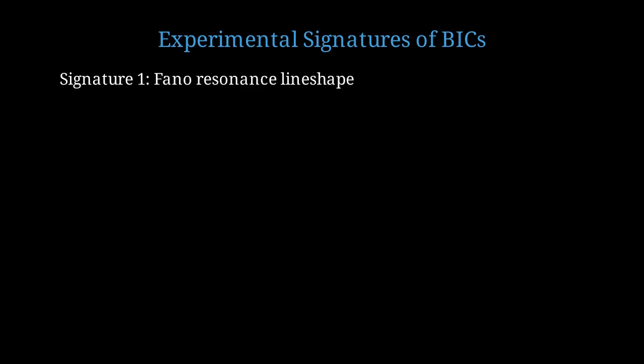How do we experimentally verify that we've created a bound state in the continuum? There are several key signatures to look for. The first signature is the Fano-resonance line shape.